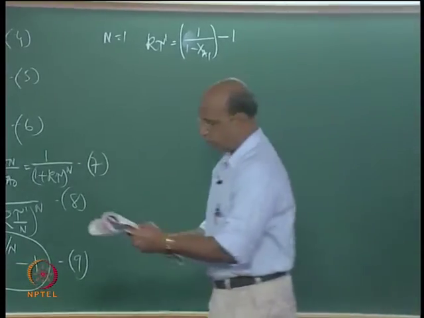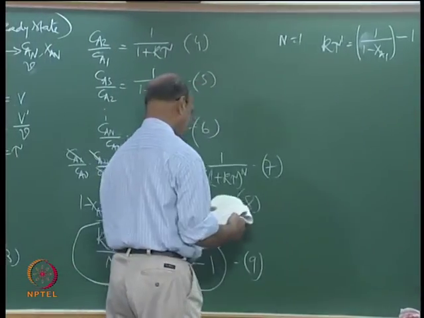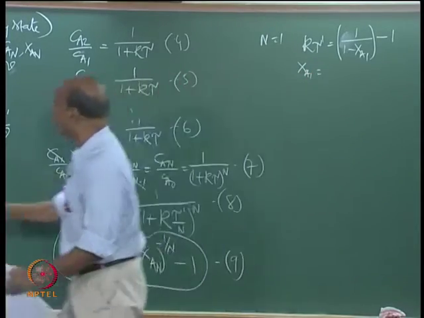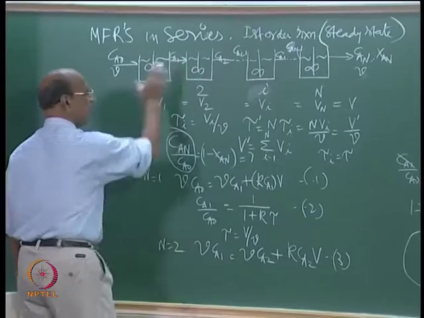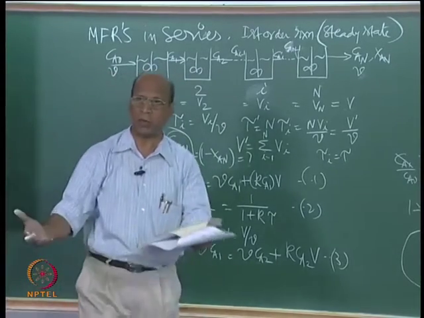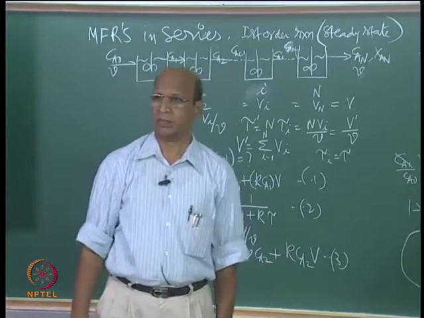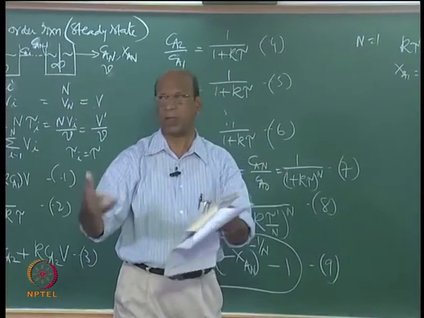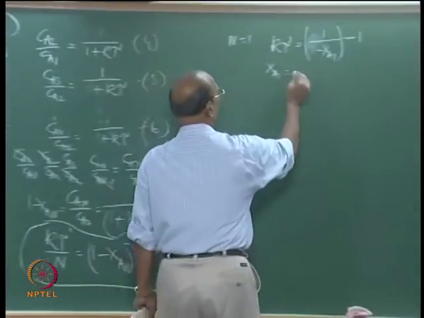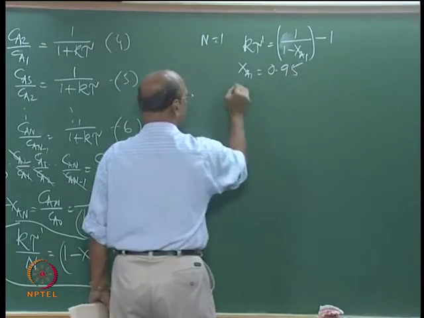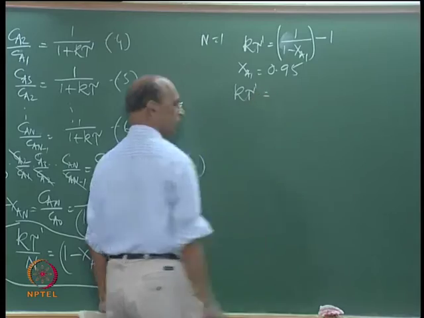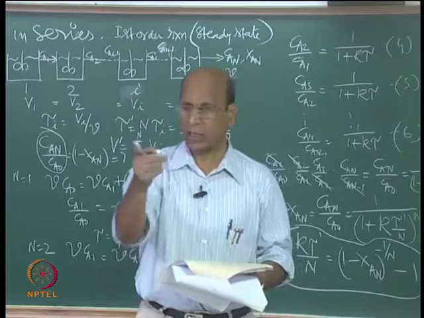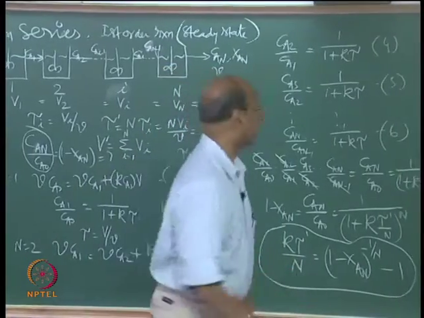Now, tell me for 95% conversion, for XA equal to XA1, I am talking about one reactor where I have 95% conversion. What is the volume of the reactor? Of course, the K value I do not have to separately give, assuming that to be unity also. So, I have XA equal to 0.95. What is K tau dashed? That is a measure of volume. 19. Oh, you said 19, not 990. Ah, okay.